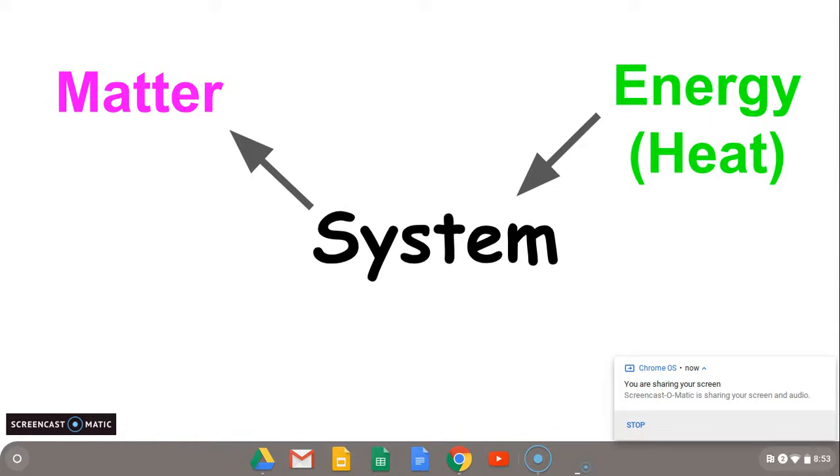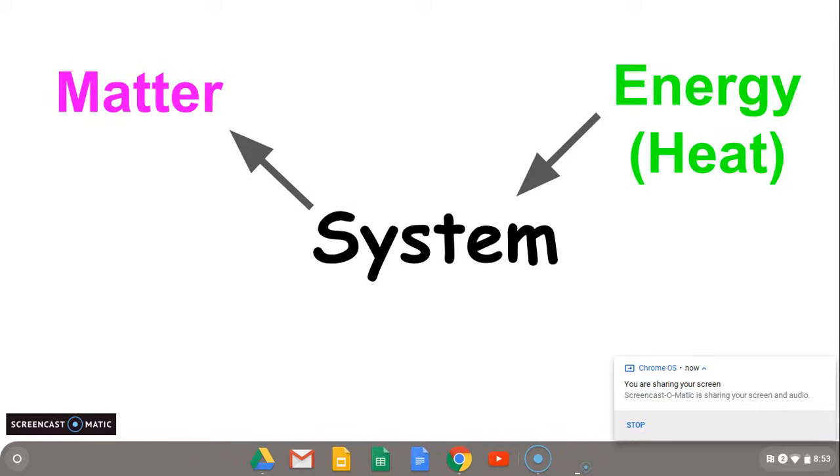So, this video, we're going to talk about systems. And in science, a system is really simple. It's just anything that exchanges matter and heat. Okay, so the lava lamp is a system, right? There's a light bulb on the bottom that gives heat or energy, and there's matter on the inside that responds to that heat and energy.